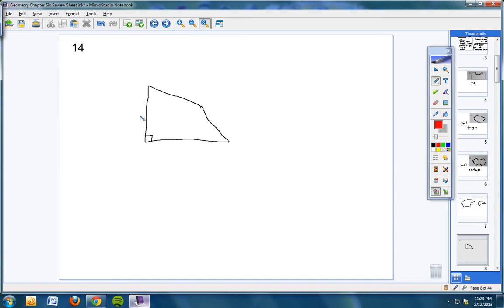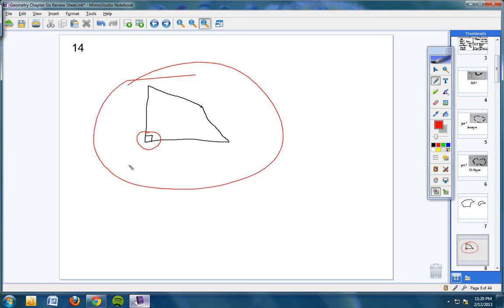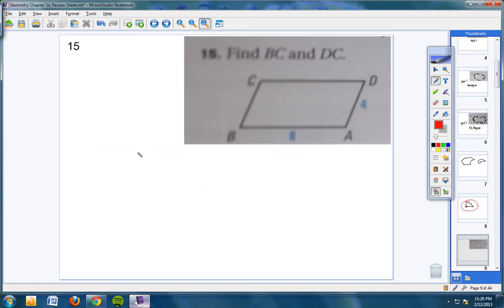We have 4 sides, quadrilateral, 1, 2, well, it looks like they're congruent. There we go. Here's one side, 2, 3, 4. There's my right angle. There's no way that's a right angle. So there's a quadrilateral that has 1 right angle. There we go. Moving on to number 15.